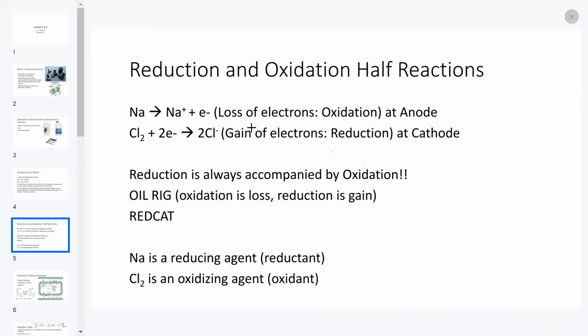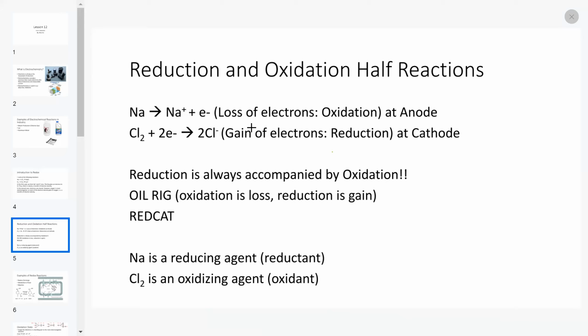So in that above reaction, sodium plus chlorine goes to sodium chloride, it really has two parts. In the first step, we take a sodium atom and it loses an electron to form sodium plus. So it loses an electron, and we call this oxidation. We call the loss of electrons oxidation. And in a battery or an electrochemical cell, this would happen at the anode. So oxidation will happen at the anode.